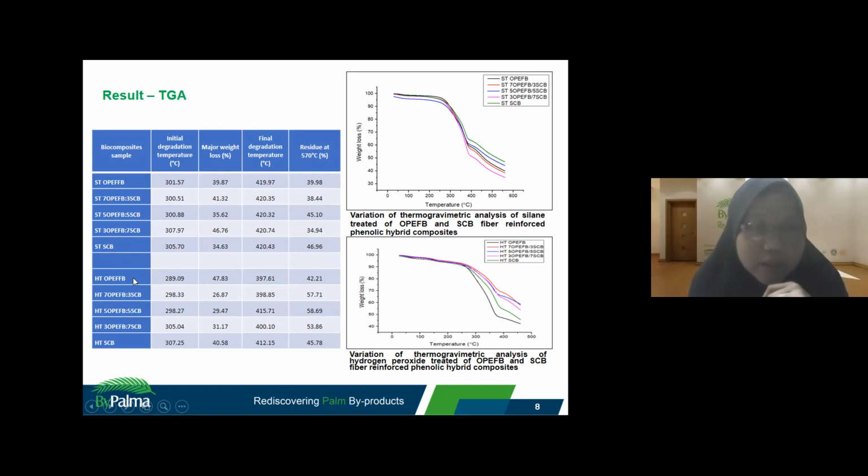And then for hydrogen peroxide treated, we can see also the same ratio, 5 OPEFB and 5 SCB hydrogen peroxide treated.